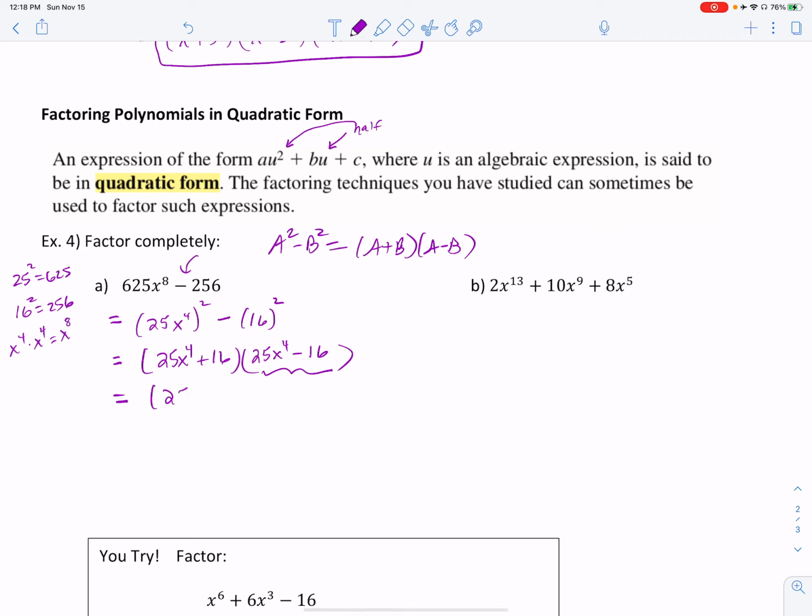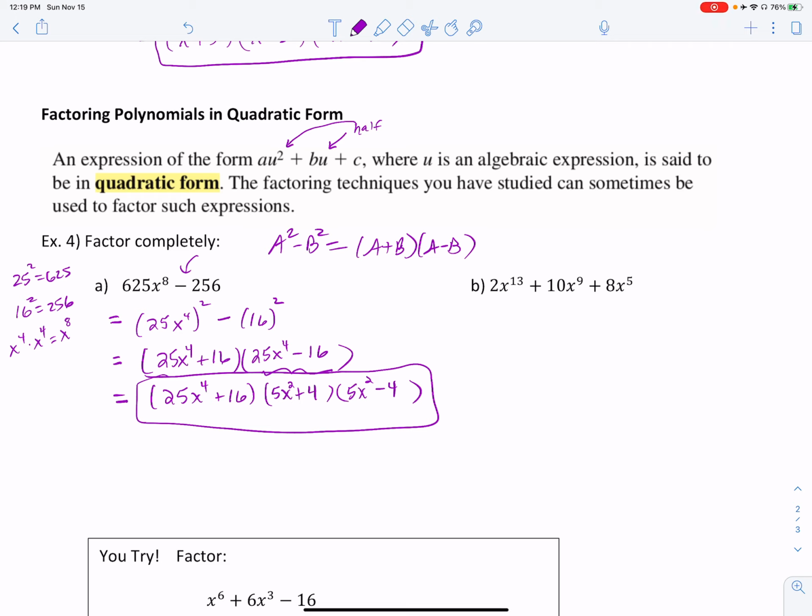But this is going to keep on giving, because 25x to the fourth minus 16, those are perfect squares. And so now the sum of these perfect squares does not factor further, but the difference does in the same way. The square root of 25x to the fourth is 5x squared, and we get 5x squared plus 4, and 5x squared minus 4. So you have to keep on looking just to see if something factors further.